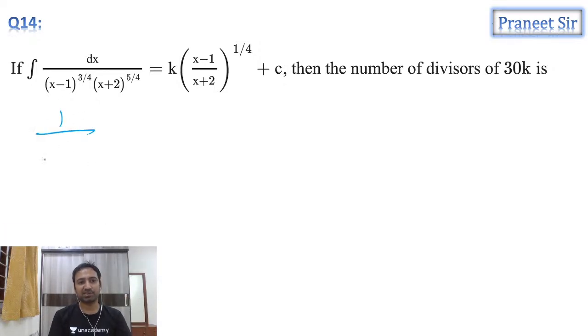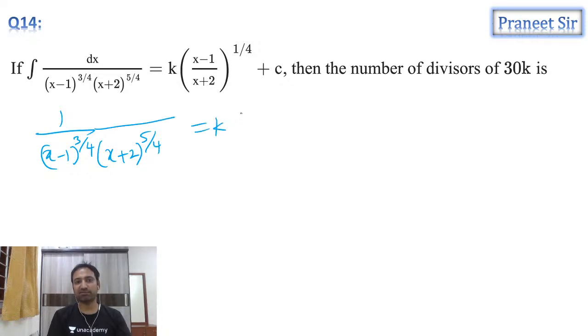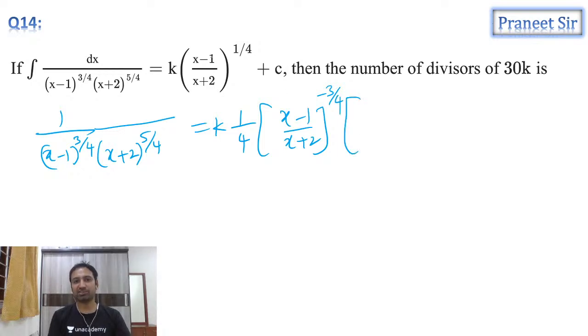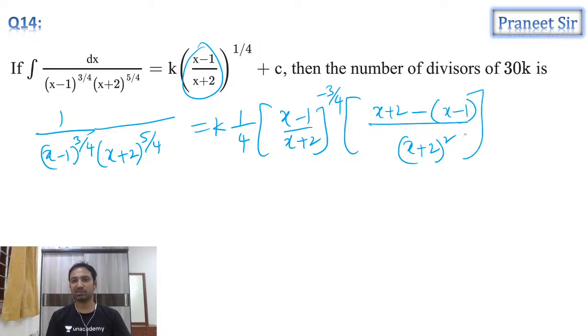If you differentiate this, 1 by x minus 1 whole power 3 by 4 into x plus 2 whole power 5 by 4, right hand side, k into differentiation of this, 1 by 4 into x minus 1 by x plus 2 whole power 1 by 4 minus 1, minus 3 by 4 into differentiation of this part. U by v rule we should use. If I use the u by v rule, what do I get, guys? x plus 2 into numerator differentiation 1, and same thing, if you use the u by v rule, this is what we get. Right, now let's simplify this.